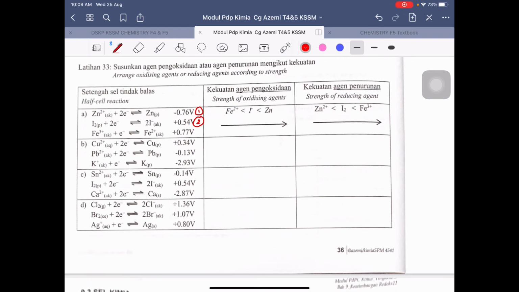Because dia punya nilai positif adalah yang kedua terkecil kan? And then, yang paling besar punya adalah this one, nombor 3. So, siapalah yang agent pengoksidaan yang paling kuat di sini? Bukan zinc, kan? This is the strongest oxidation process sudah ni. Sebab ini duluan yang berlaku, kan?